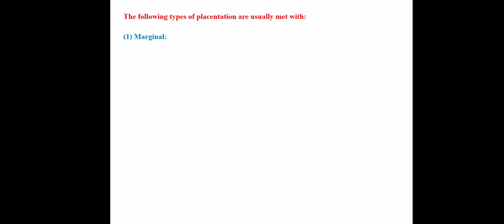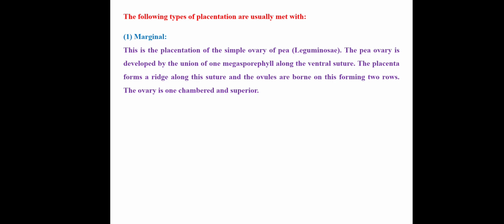The following types of placentation are usually found. First one, marginal. This is the placentation of the simple ovary of pea, also called matar, Leguminosae. The pea ovary is developed by the union of one megasporophyll along the ventral suture. The placenta forms a ridge along this suture, and the ovules are borne on this, forming two rows. The ovary is one-chambered and superior. So here the arrangement of ovules along the placenta is on the margin. That's why this placentation is termed marginal.